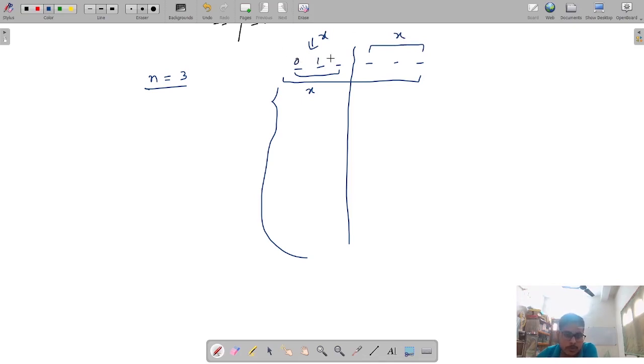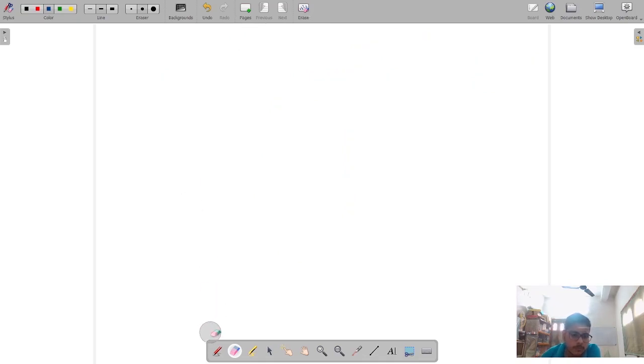So if I put 010, I can put 100 here, or 010 here, or 001 here, because only in these cases the total number of ones in all these 3 positions is 1, and here also 1. So those are equal. So let's find the answers for n equal to 3.